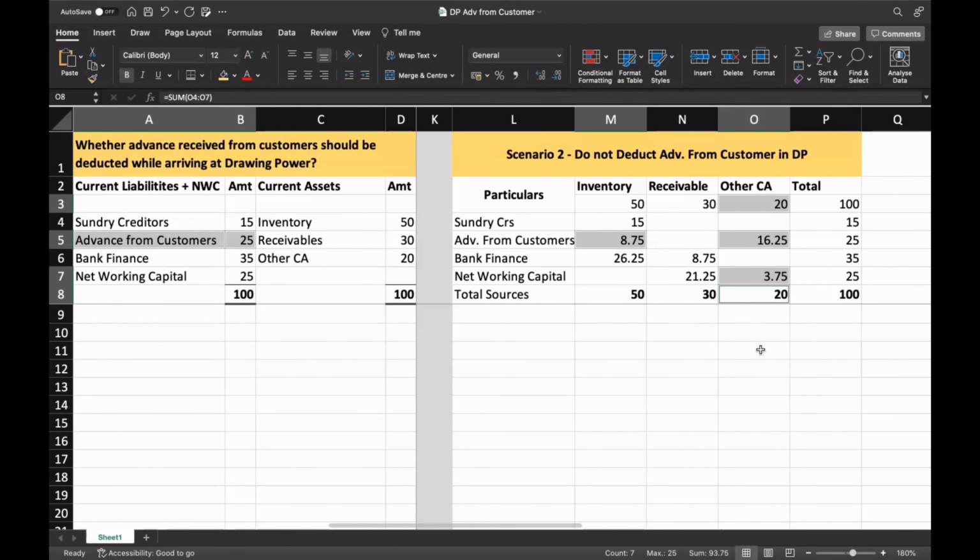So what happened? Same figures, same scenario, but the funds are distributed in an effective way and there is no shortage. In both the cases, the current assets, current liabilities, net working capital all are same. But in scenario 1, when the advance from customers is deducted, what happened is it created a mismatch. Why? Because the sanctioned cash credit could not be disbursed to the full extent.